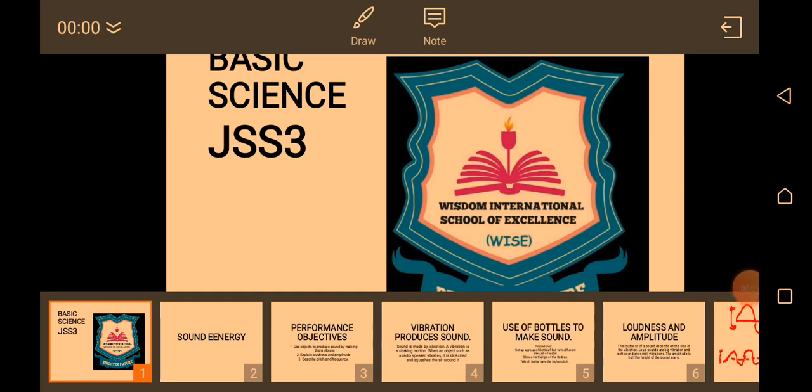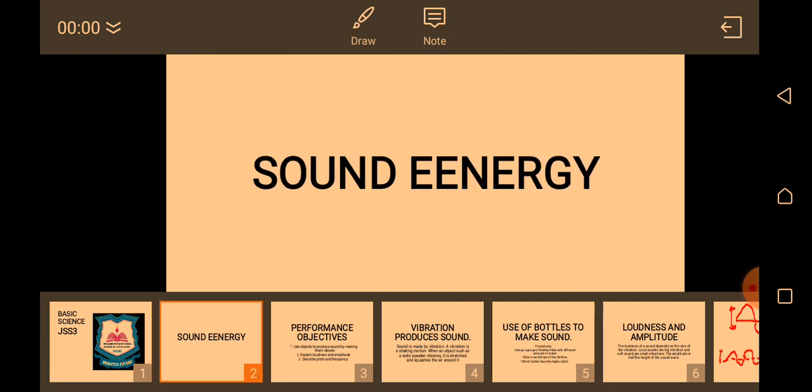Good morning, learners. We'll be having basic science for GSS 3 this morning, and we'll be looking at the topic sound energy. We've said energy is the ability to do work. So, under the types of energy, we have sound energy, nuclear energy, electric energy, mechanical energy, and all of that. But today we are looking at sound energy as a case study.